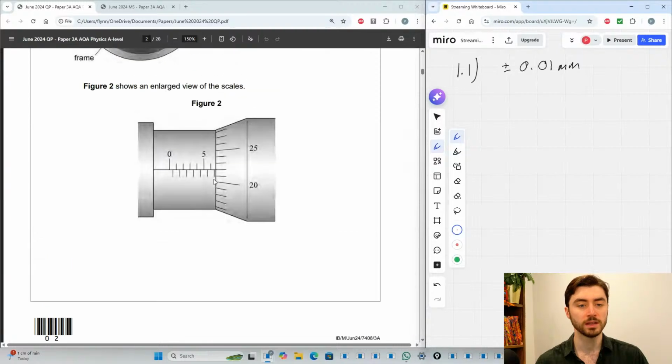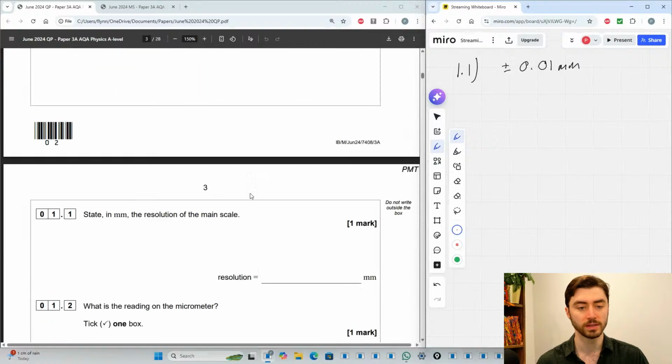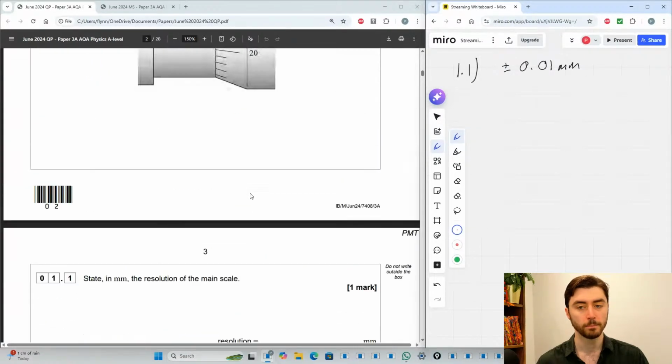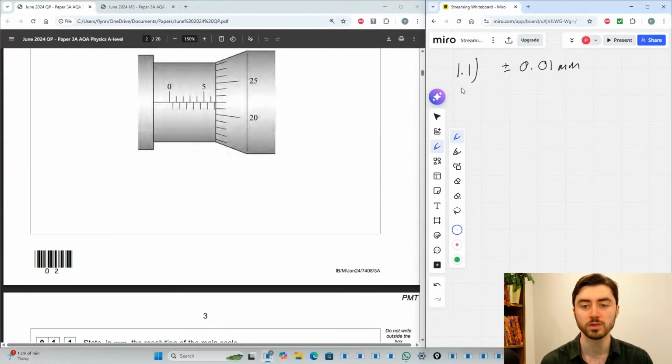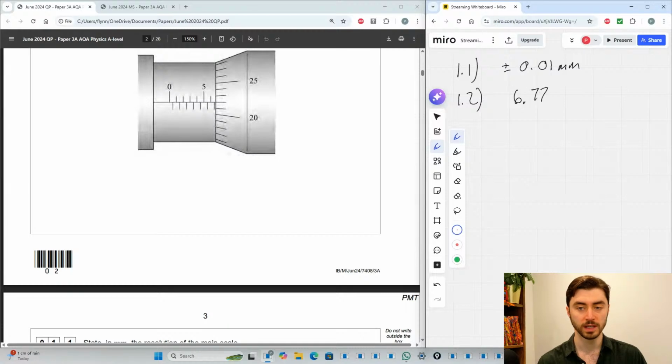So what does this read? This reads 6.5, so that would be 6.72, so 6.72 millimeters. Now, the way this works, that's 5, 5.5, 6, 6.5, and then you add on what you see. So it's 6.5 plus 0.22, so it's 6.72 millimeters. There.